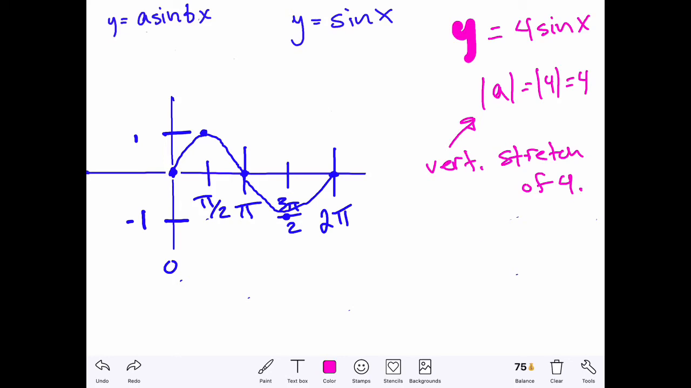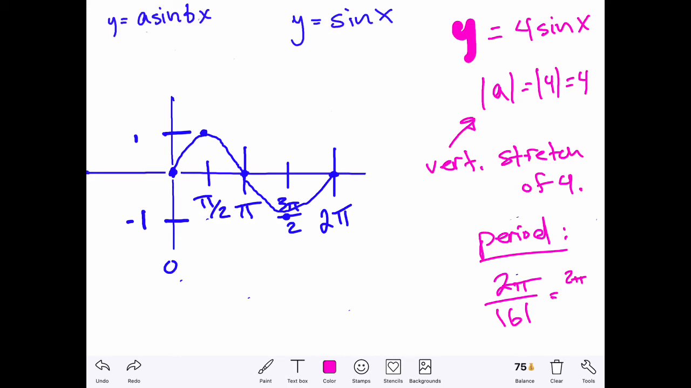And then again, our period, which we said we're going to keep the same here, would be 2 pi over the absolute value of b. And b is just 1, so that'd be 2 pi over 1, which is 2 pi. And again, we're just keeping it like we have here.